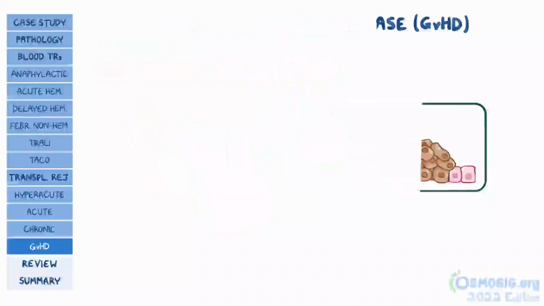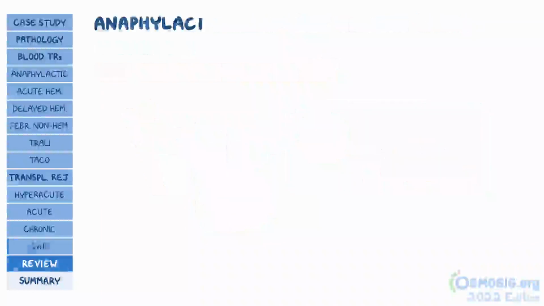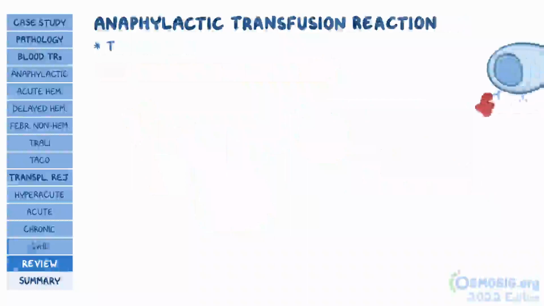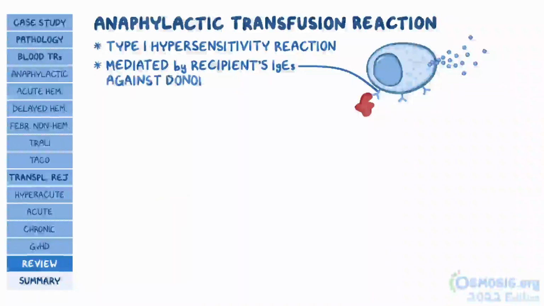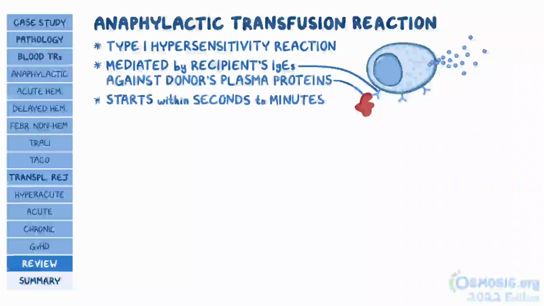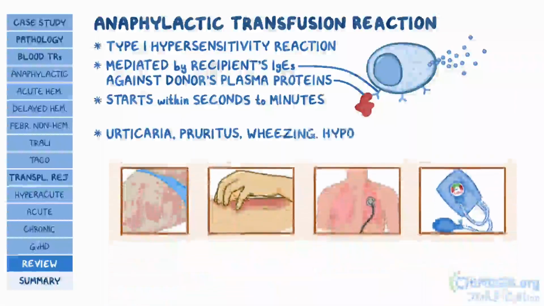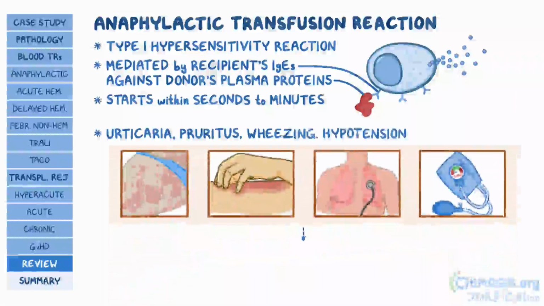All right, as a quick recap, anaphylactic transfusion reaction is a type 1 hypersensitivity reaction mediated by the recipient's IgEs against the donor's plasma proteins, that starts within seconds to minutes from the transfusion and can manifest as urticaria, pruritus, wheezing, hypotension, and can evolve into respiratory arrest or shock.